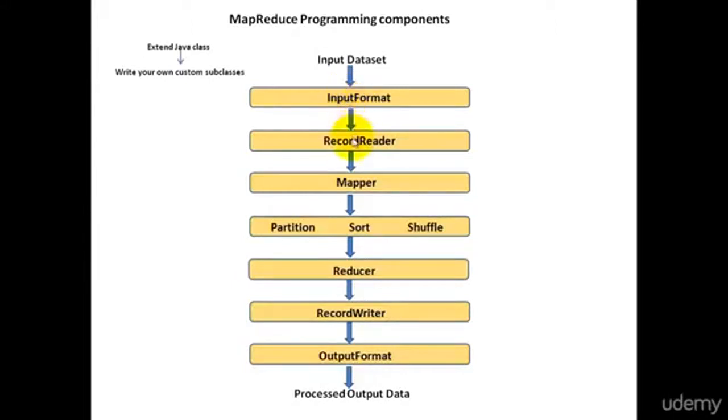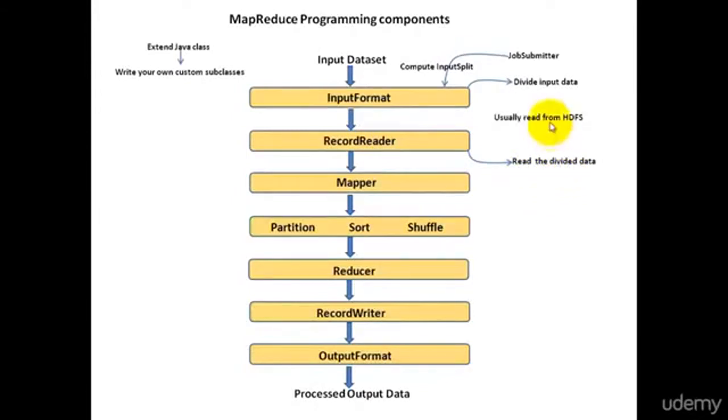Data first flows through input format and record reader. Input format is used to divide the input data. Earlier we saw how job submitter computes the input split. In fact, job submitter uses subclasses of input format to create input split. Once the data is divided into input split, a record reader is used to read the input split. Usually data is read from HDFS.